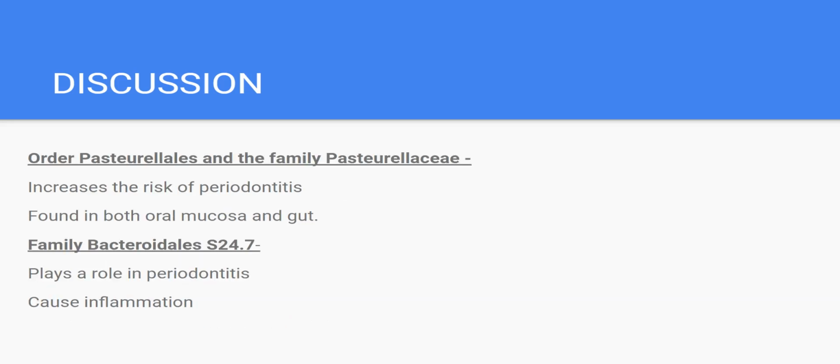Okay, so here the order Pasteurellales and the family Pasteurellaceae increase the risk of periodontitis as well, and they were found in both the oral mucosa and the gut microbiota. And the family Bacteroidales also plays an important role in periodontitis, and they cause inflammation.